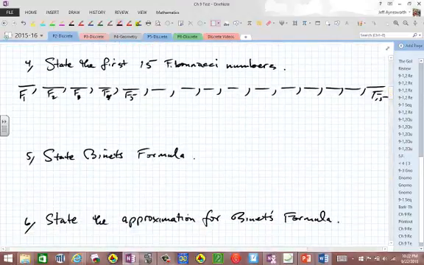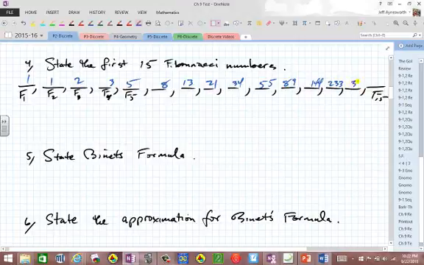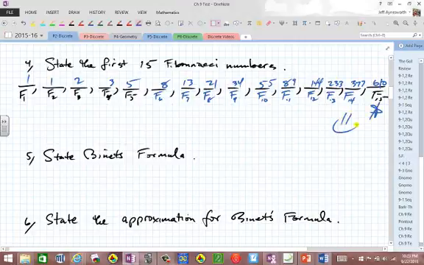State the first 15 Fibonacci numbers. 1, 1, 2, 3, 5, 8, 13, 21, 34, 55, 89, 144, 233, 377, 610. And you get the first 15 Fibonacci numbers. This is F6, F7, F8, F9, F10, F11, F12, F13, F14, and voila, F15.